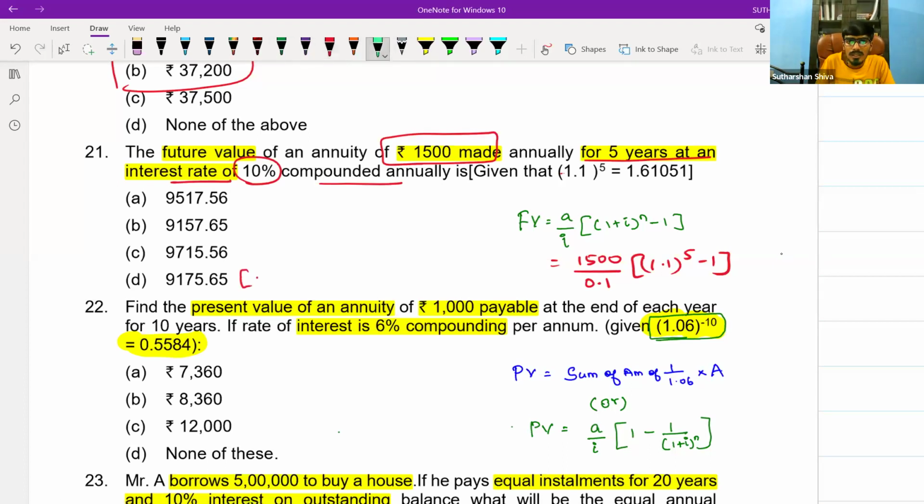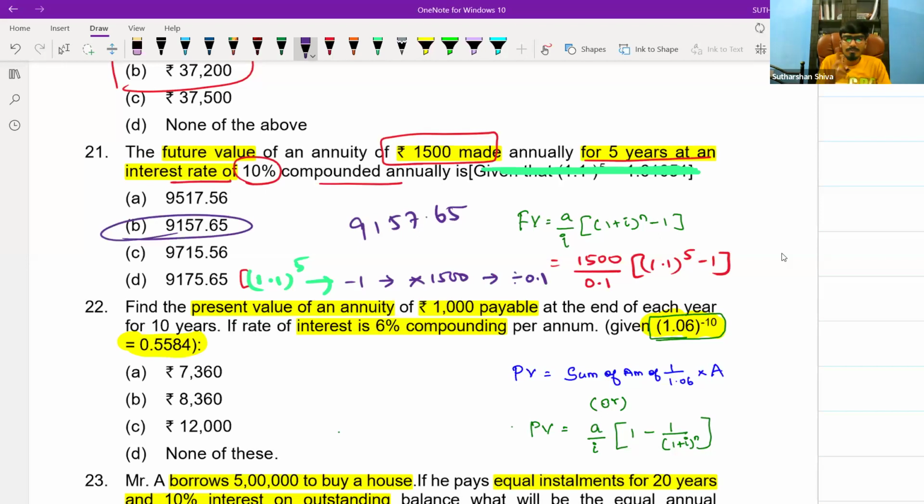Suppose, assume this value they have not given. Try to forget this value. How can I do it? 1.1 into equal to for 5 times. Then subtract minus 1. Then multiply by 1,500. Divided by 0.1. It will become 9157.65. Option B is your answer.